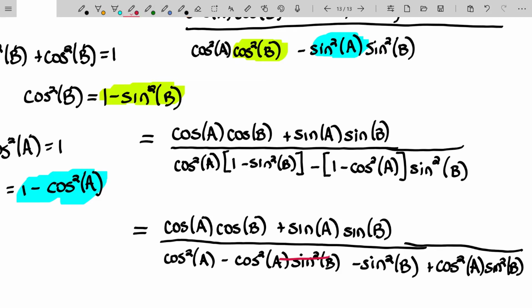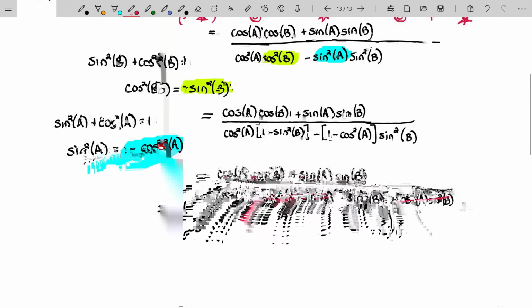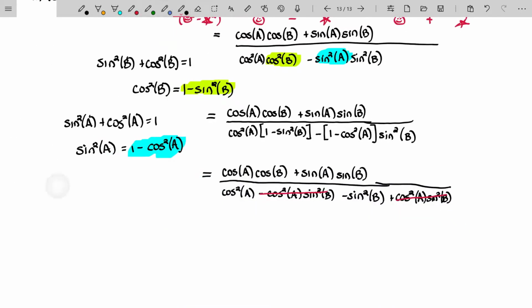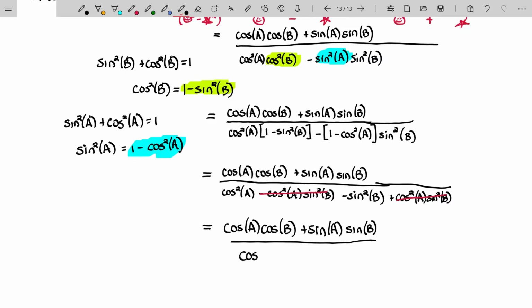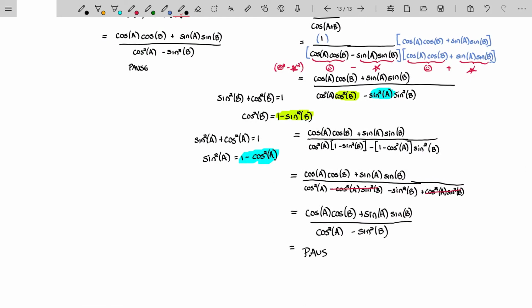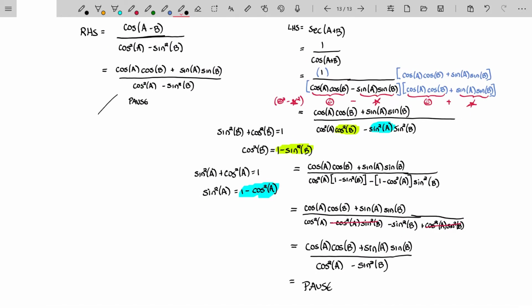Notice the negative cosine squared of a sine squared of b cancels with the positive, and we get our answer. This is equal to cosine of a, cosine of b, plus sine of a, sine of b, all over cosine squared of a minus sine squared of b, which is actually where we paused, right? That's equal to the pause. That's how I would write it, because we went down to this point right here where we paused and we just said, well, I don't know what to do with that. And you could see why. It's a lot of work.